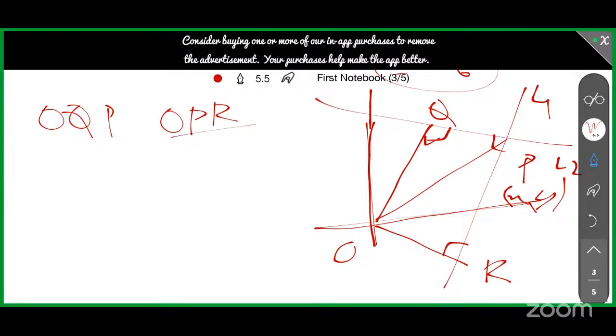I'll take this triangle OPR. So by Pythagoras theorem, we can take OP square is equal to OR square plus RP square. Yes or no? Are you in the meet, dear students? Can you do this? Okay. What is the value of OP? How do you find the value of OP?